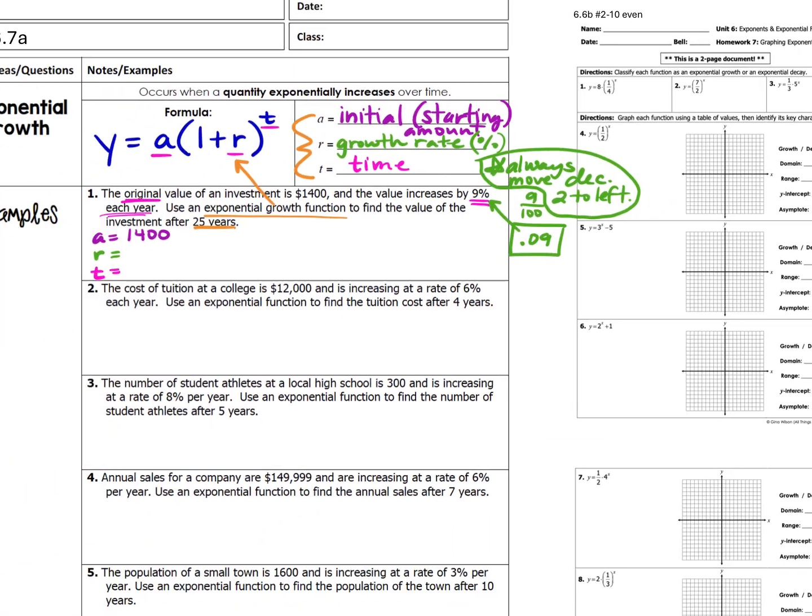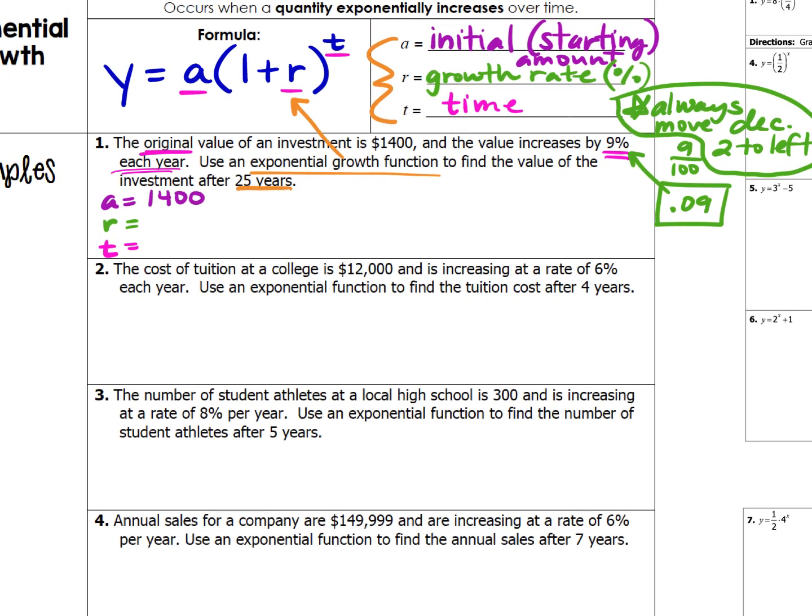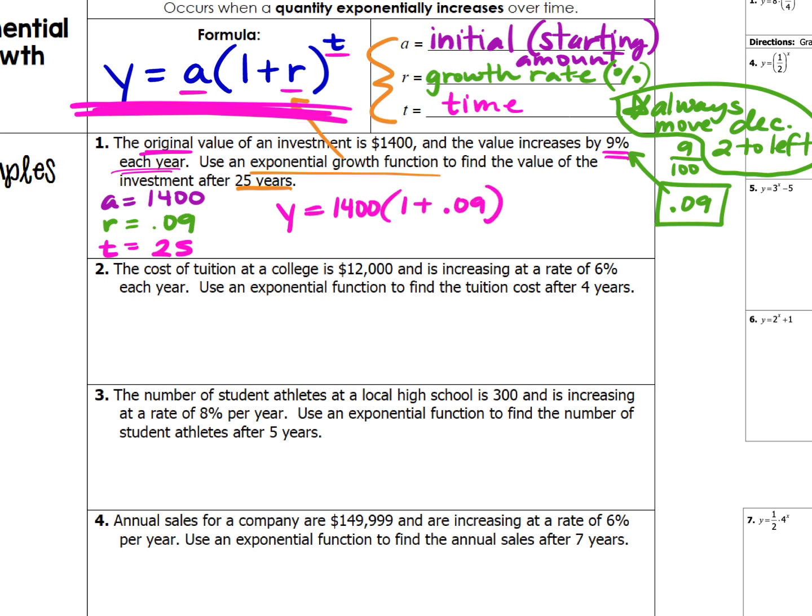On this problem, what is the time we're talking about? 25 years. So your T is going to be 25. Okay, so if you can just identify those three numbers, then it's really just plug them in. So you have Y equals, so I'm just plugging into this right now. A, which was 1,400, parentheses, 1 plus 0.09, and then T is 25.